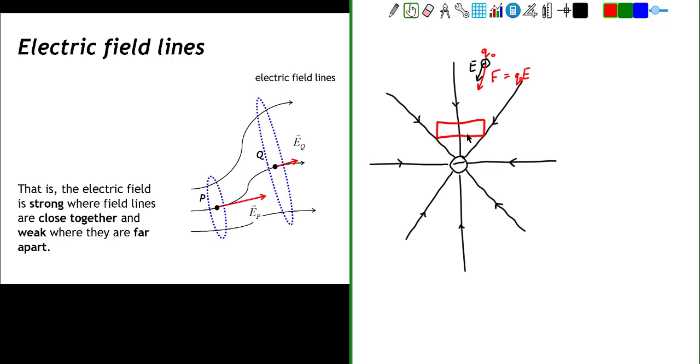Remember, this is just a model. There are an infinite number of electric field lines. But what this model gives us is a symbolic representation of how the strength of the electric field varies with distance. Here, the field lines spread out the farther away we go, so the electric field of this negative charge weakens.